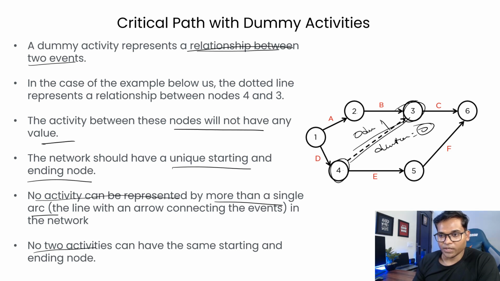Then, no two activities can have the same starting and ending point. That's also very important: one activity cannot have the same starting and same ending point as another, right? They have to have different points where they can form a network. So we will be seeing all those points when we see the example, so that it will be more clear to you how to utilize the dummy activity. So let's take several examples and understand how you can utilize the dummy activity to correctly draw your network diagram.